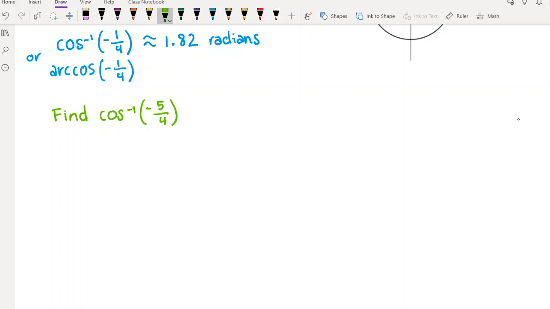So why is that? It's because if you think about what inverse cosine means, it's asking you to find an angle such that cosine of that angle is equal to -5/4. But we know that cosine will never be equal to any number that is less than -1 or more than +1. And -5/4 is -1 1/4, so that's less than -1. So the answer is that it does not exist. Inverse cosine of -5/4 does not exist or is undefined. I'll just say does not exist.